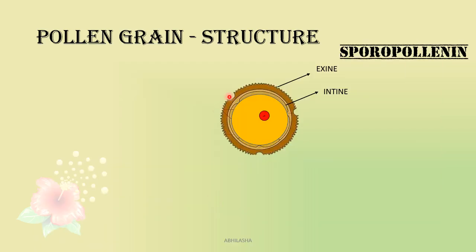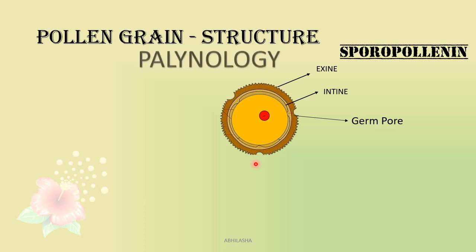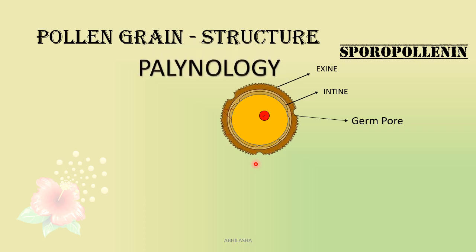Now you can see certain depressions on the surface of the exine. These depressions are known as germ pores. These are gaps left in the exine to allow the pollen tube to come out. The number and position of germ pores along with the exine structure is unique to a species, and so we use this feature in taxonomy. The study of pollen is therefore very important and is known as palynology. Intine, on the other hand, is made of cellulose and pectin.